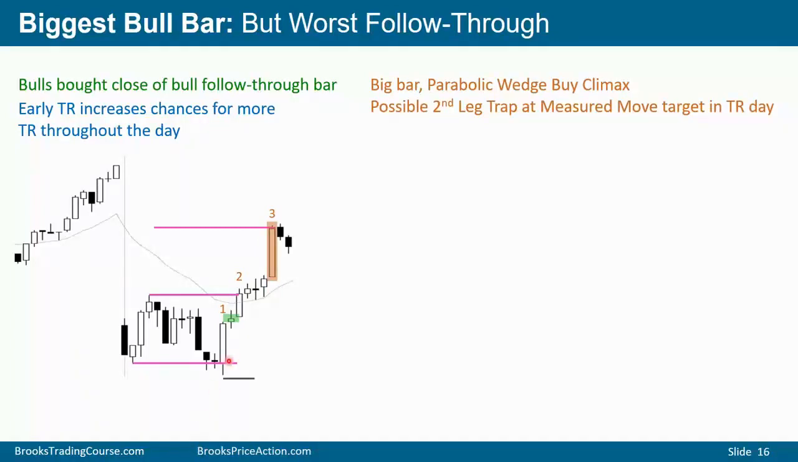Possibly a parabolic wedge, we have a breakout and a pause, a breakout and a pause, a breakout and a bear bar. Not really good shape, but it's possibly a parabolic wedge top. It's also possible that it's a second leg trap in a trading range day. First leg up, pause, second leg up.